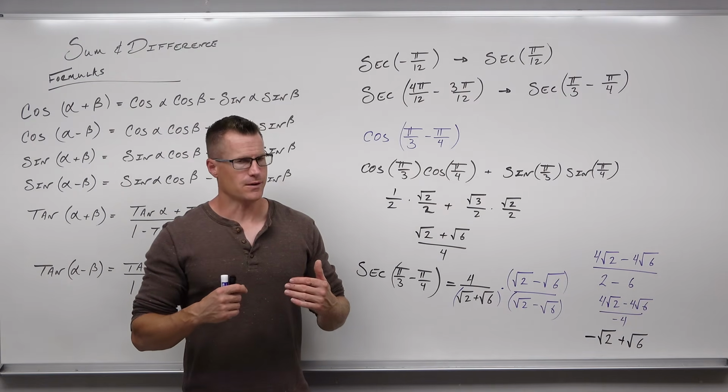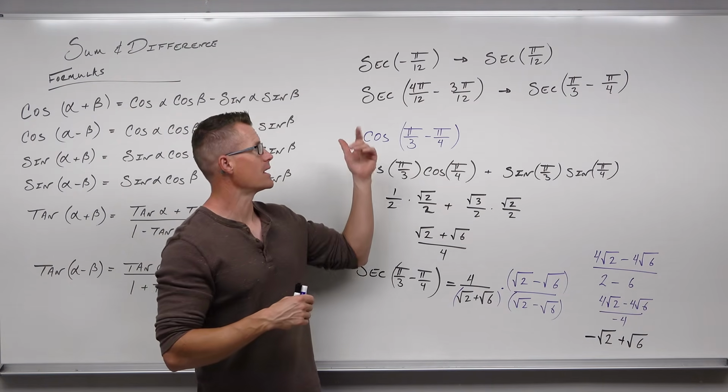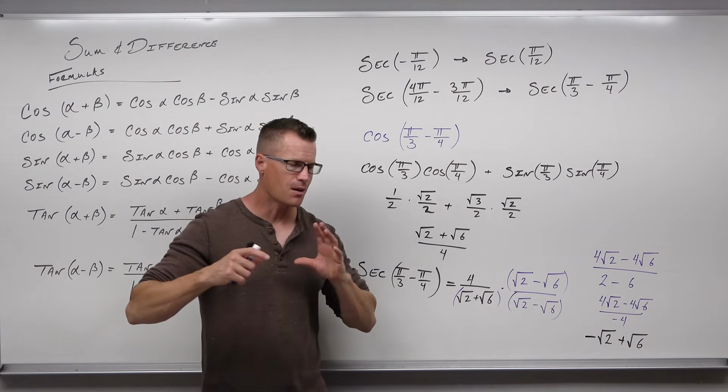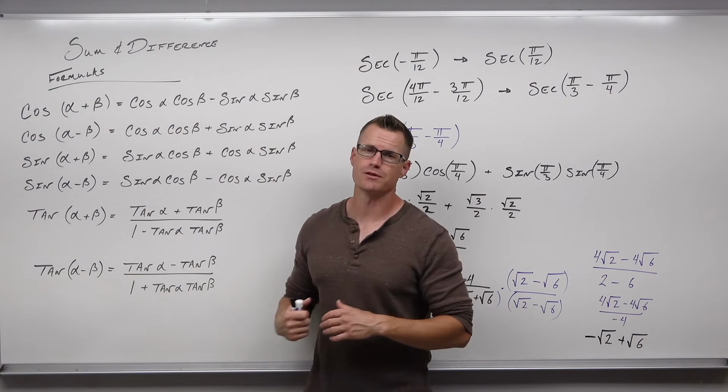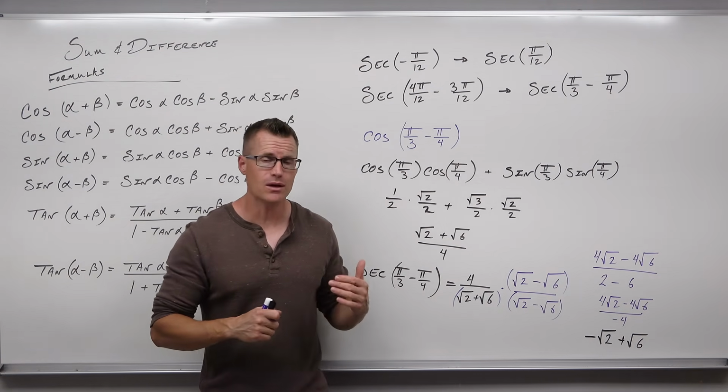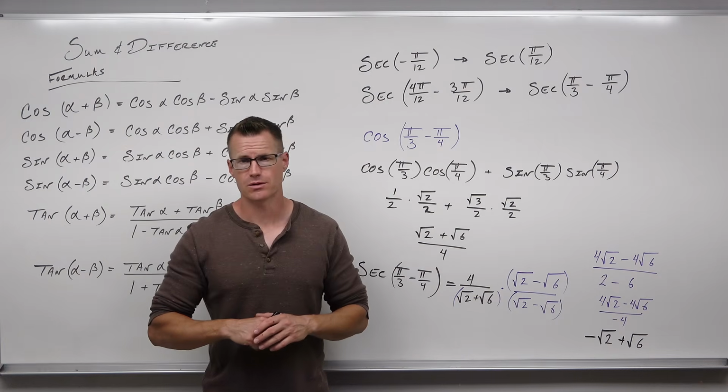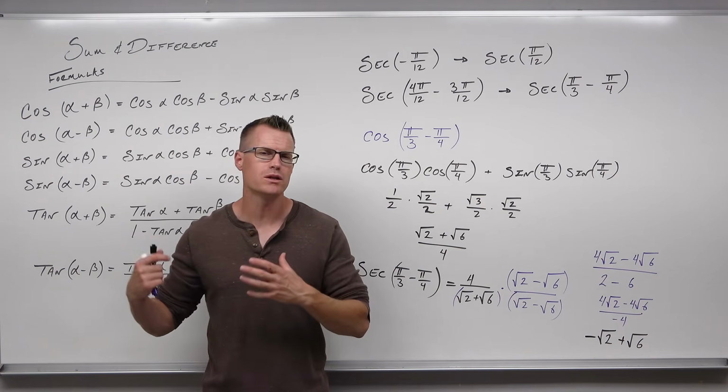I hope I've made it very clear on how you can take some angles that are not on the unit circle and manipulate them to the point where you can use these formulas to figure out exact representations of those angles when you can't even look up the angles themselves. So that's pretty nice. That's one use of this.